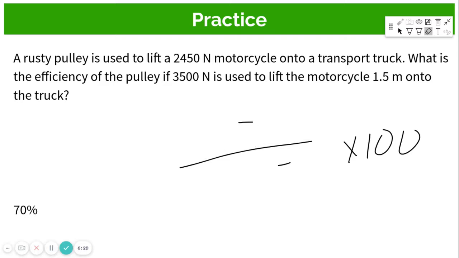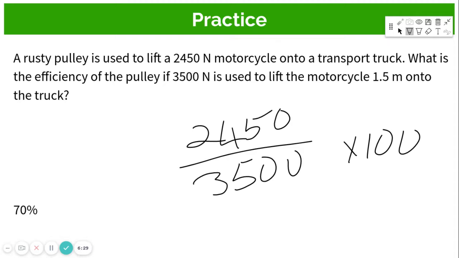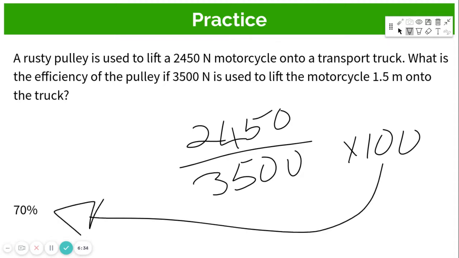My mistake is this. I mixed those two up. Okay, the smaller number should be at the top, so it should be 2,450 divided by 3,500. All right, once I work that out and multiply by 100, I should get 70%. Okay, remember, this number at the top can never be bigger than the bottom number, okay? This number is always going to be smaller than this number. If it is the other way around, then you've made a mistake and you're going to get something bigger than 100%. And I just told you, a system can't be 100% efficient. It definitely can't be more than 100% efficient.